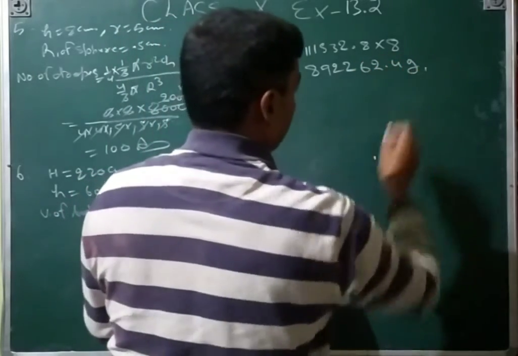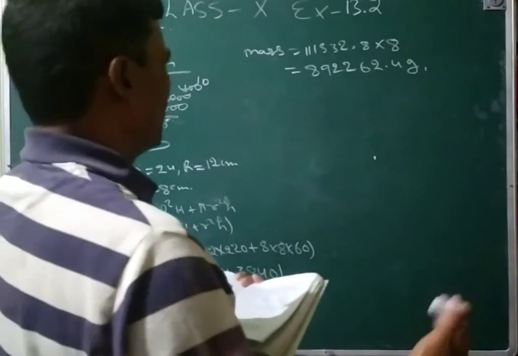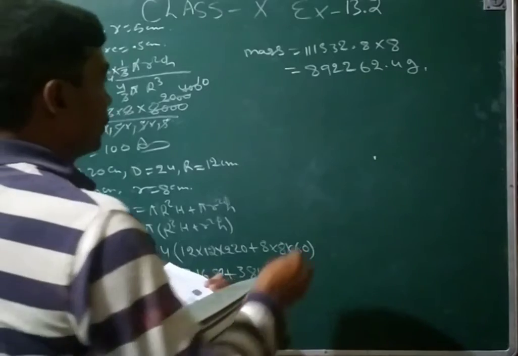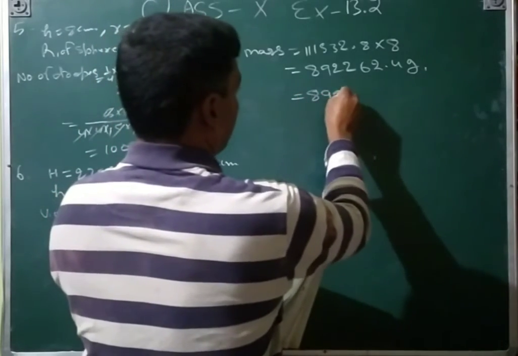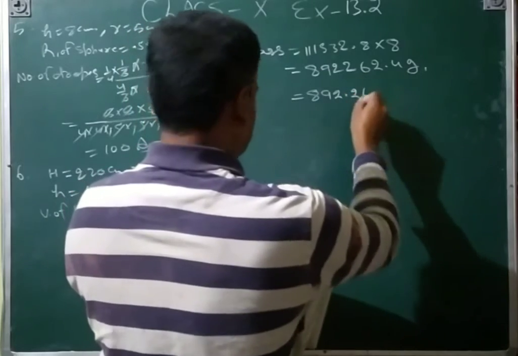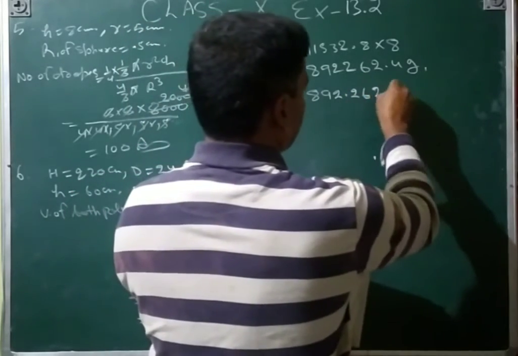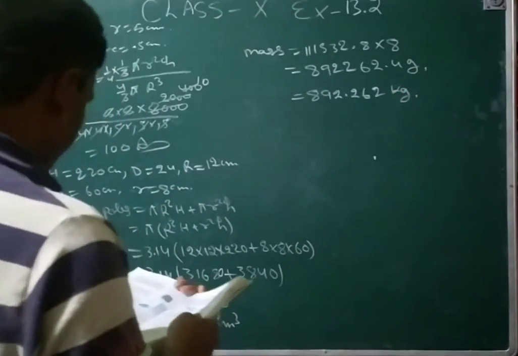62.4 gram. But this amount you are looking, it is very large, so we will convert it in kg also. So that will be 892.262 kg we can write here. That is our final answer.